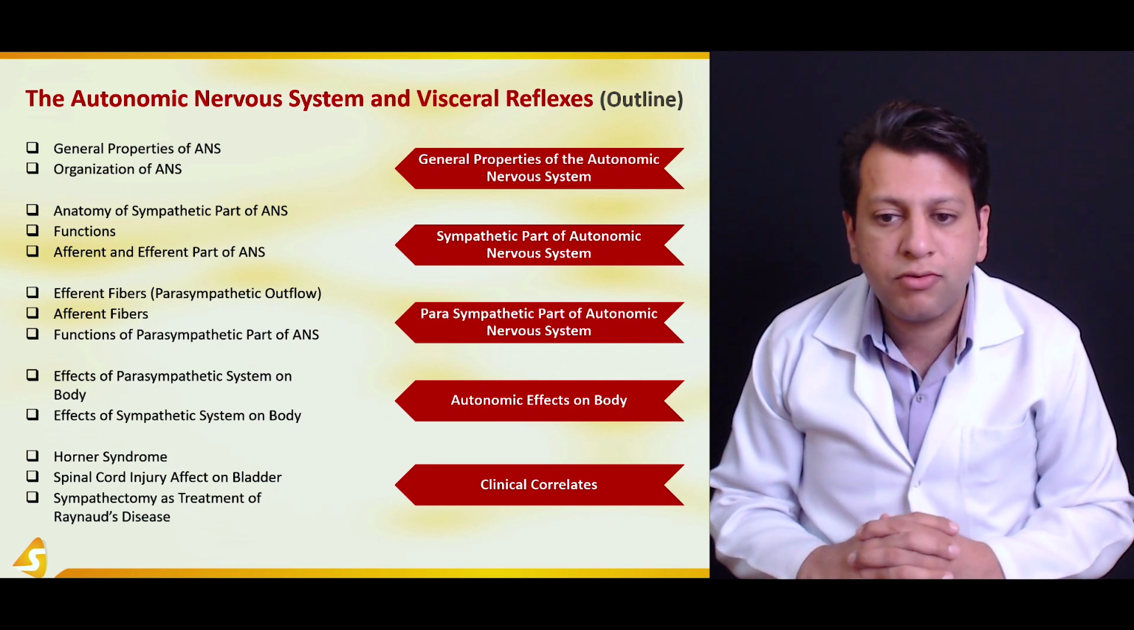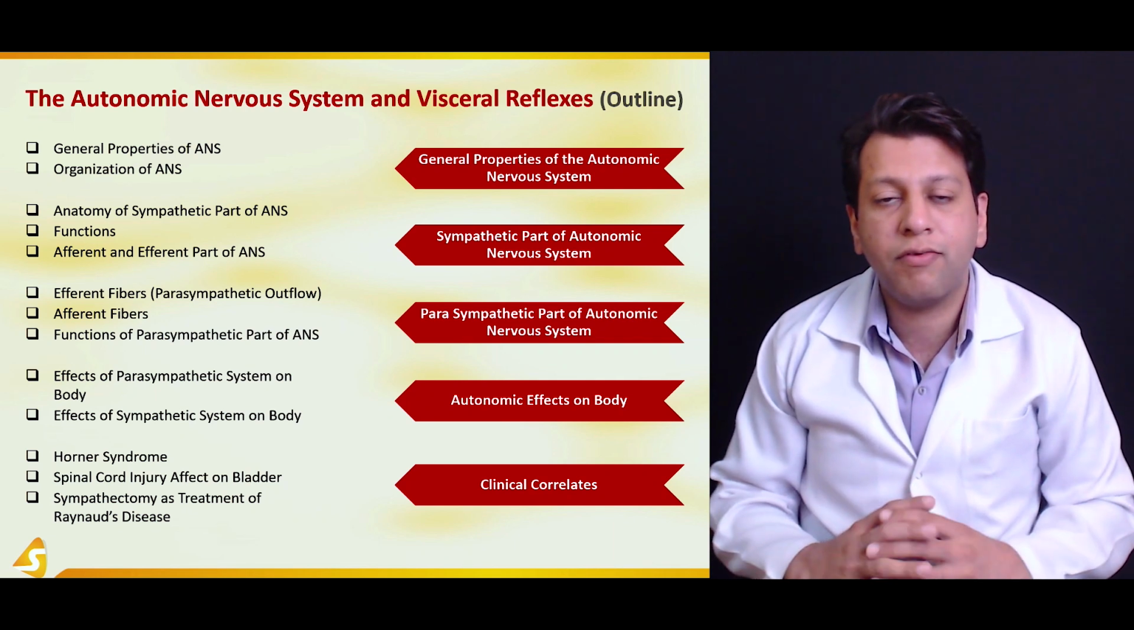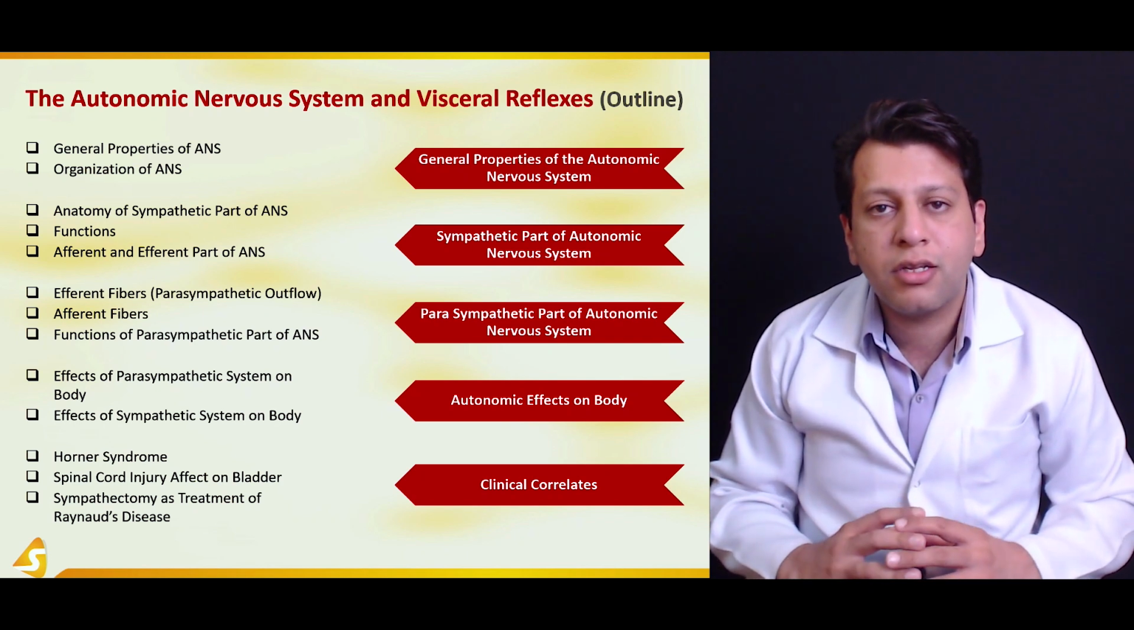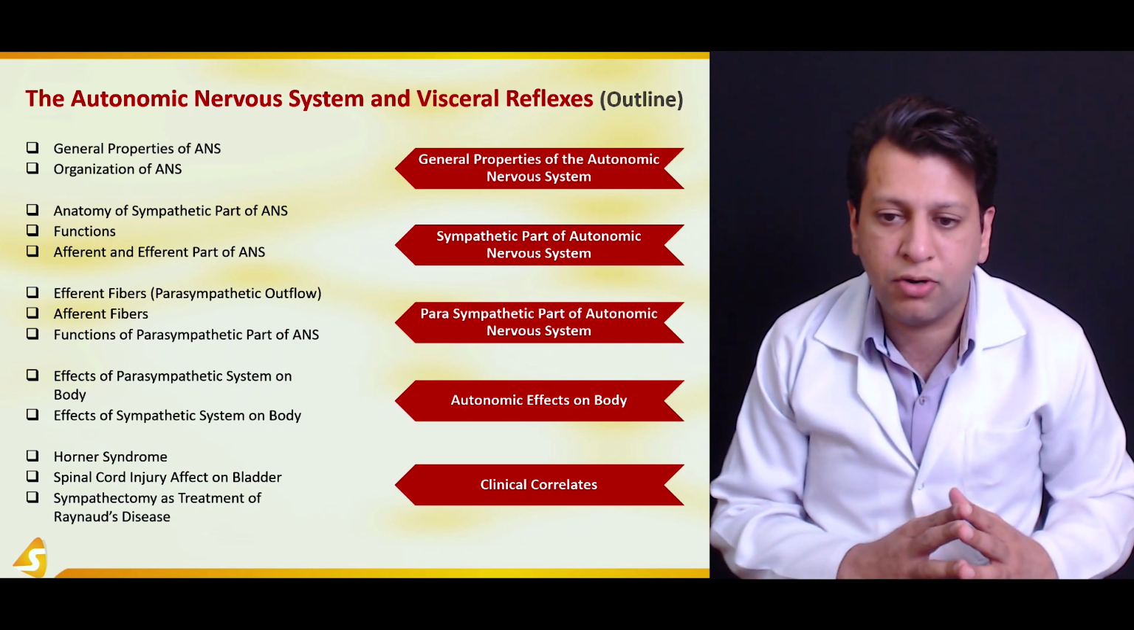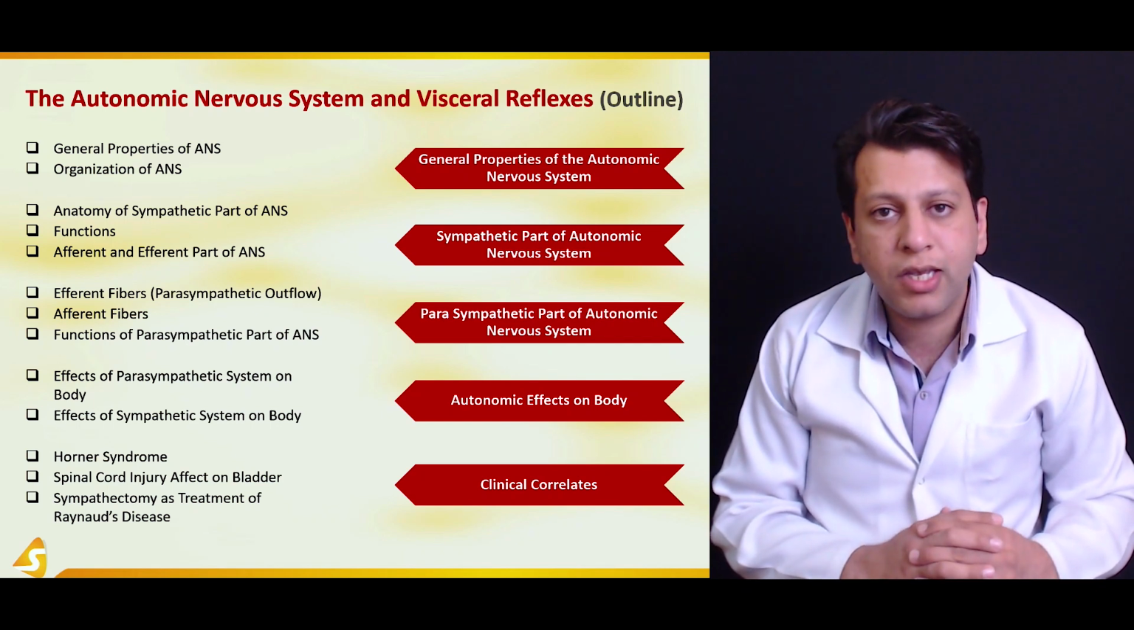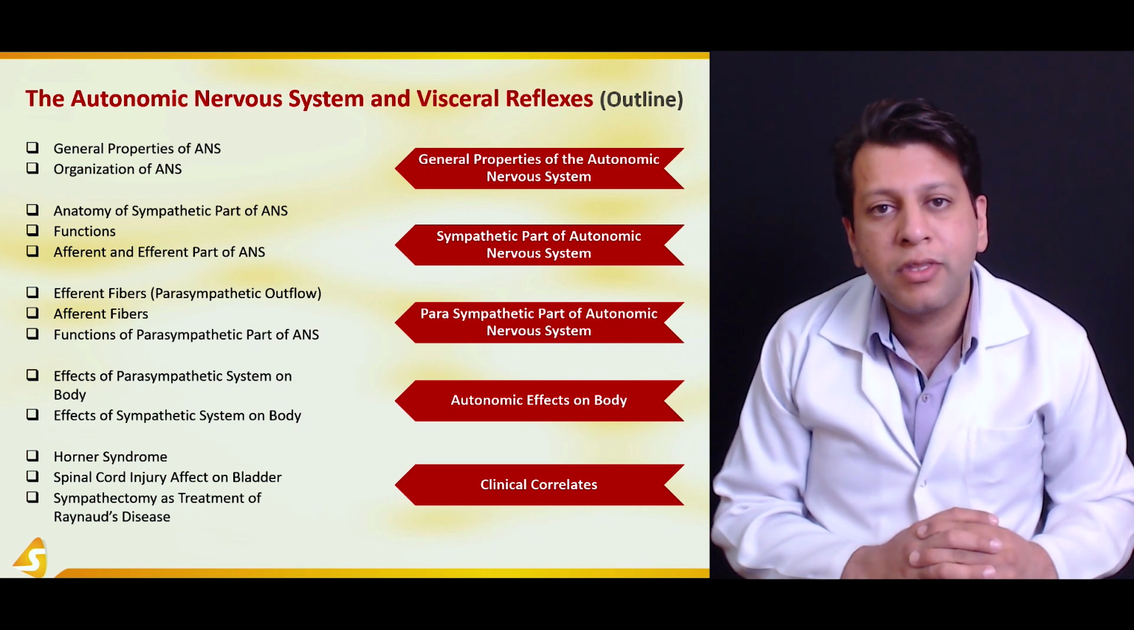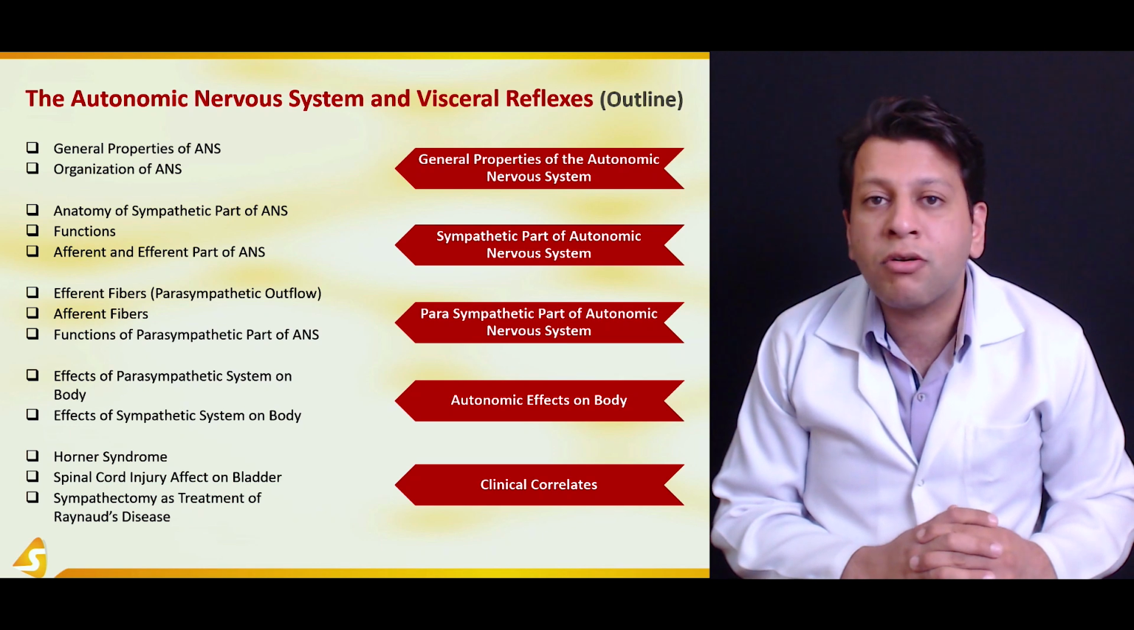In the fourth section, we will be discussing in detail the effect of the autonomic nervous system and how it actually influences the different functions of different viscera in our body. In the fifth section, lastly, we will be discussing certain clinical diseases which are solely related to the autonomic nervous system.